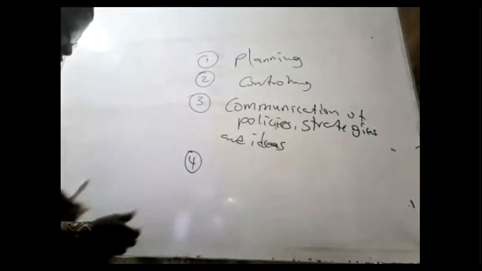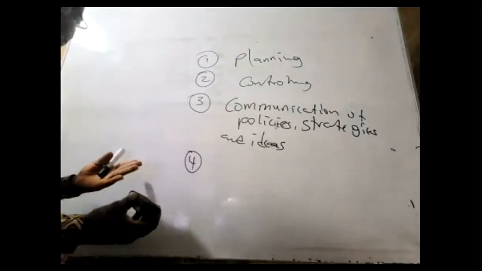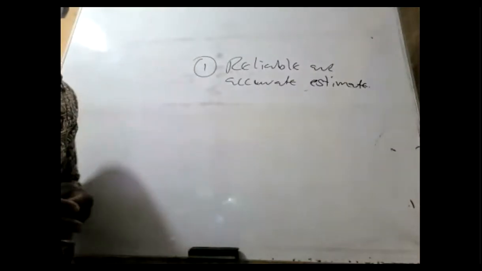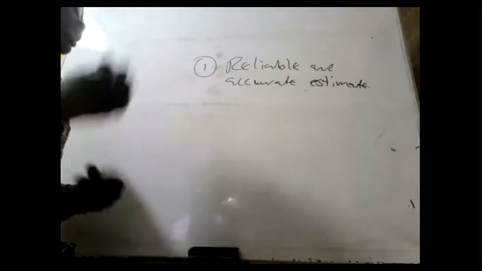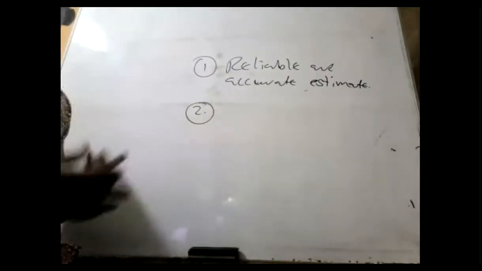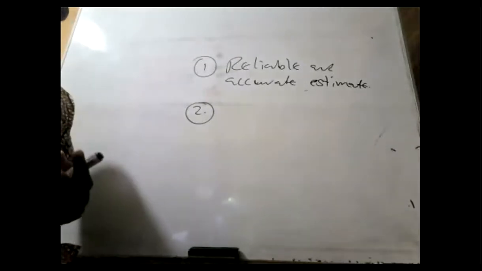Now, these are the factors and conditions that will make the budget effective. Tell the examiner that before the budget will be effective, number one, we need to make accurate estimates. Accurate and reliable estimates. If all the time your estimates are not true, it will affect the effectiveness of your budget. Number two, the top management needs to support the budget.